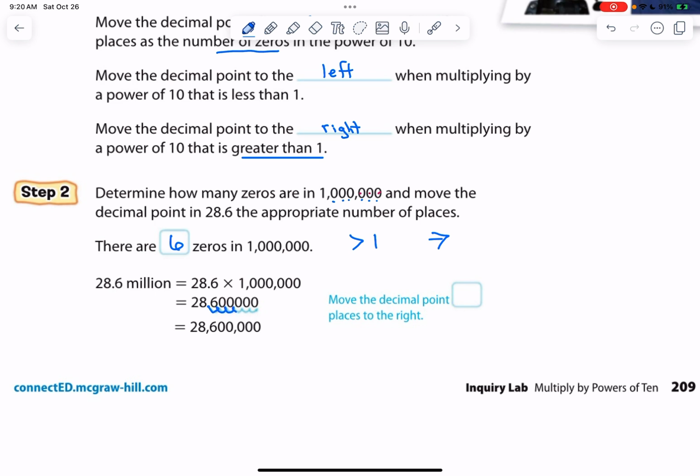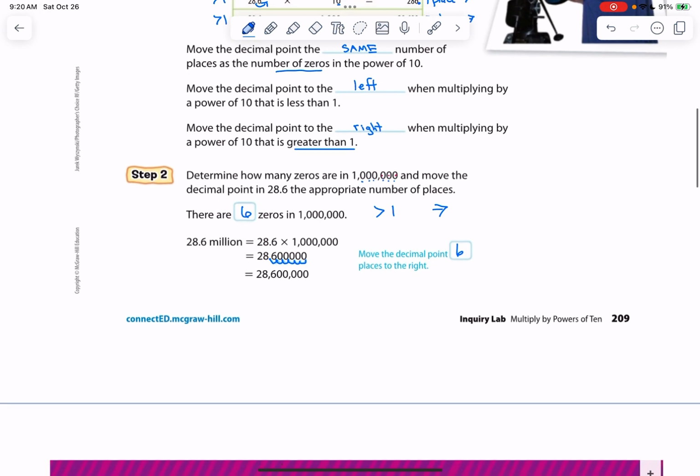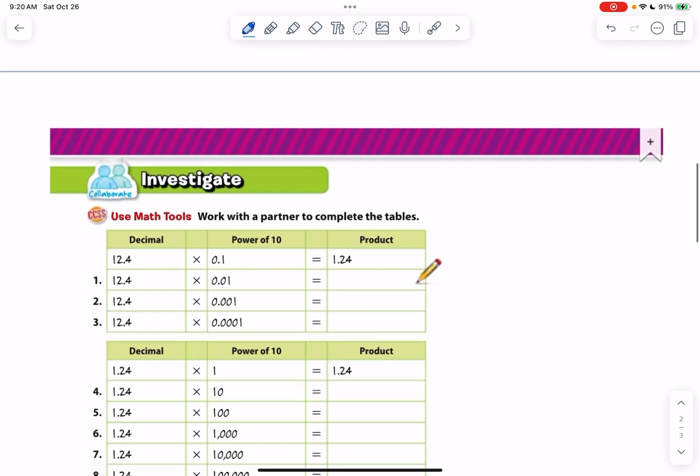1, 2, 3, 4, 5, 6. 6 places to the right, which creates the number 28,600,000. Not too bad, right? Just make sure you keep track of all that movement.